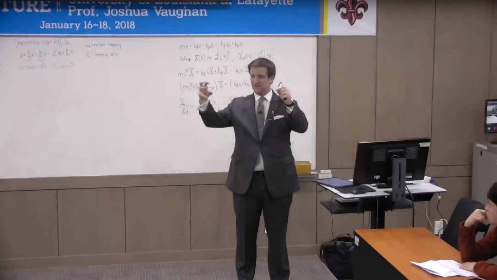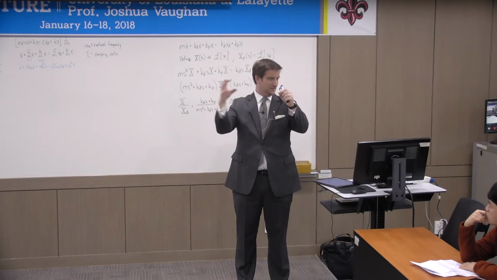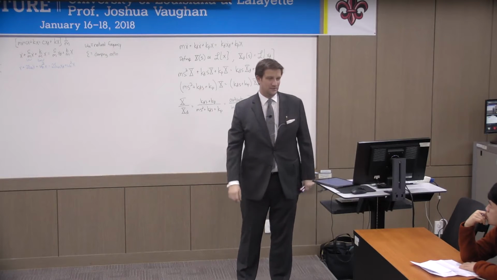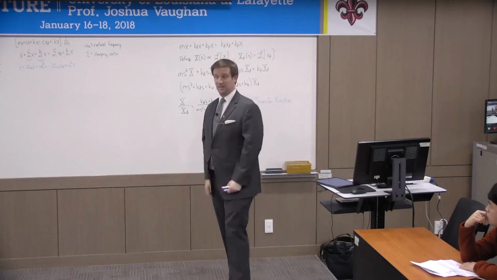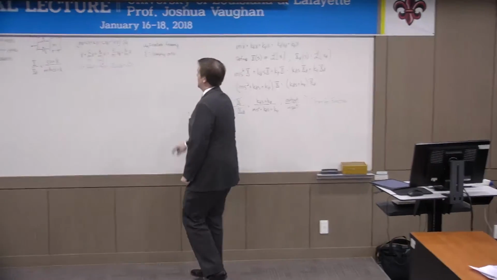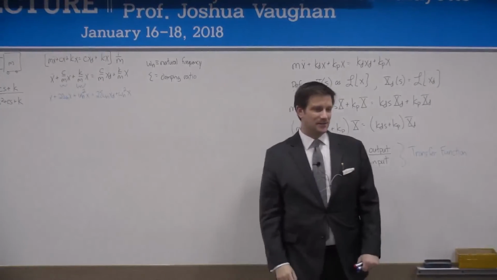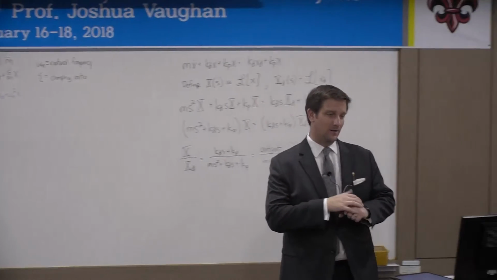So if I pull on X and let it go, it's going to bounce back and forth at some frequency by itself. That's the natural frequency. It naturally wants to oscillate at that frequency. What does the damping ratio tell us? Anybody know?